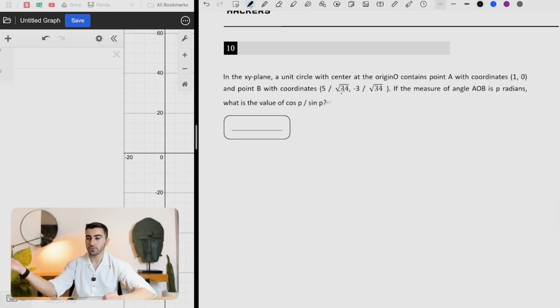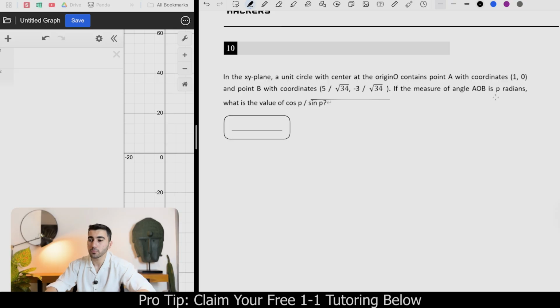All right, the last question is a unit circle question. It looks like a hard question, but it is a very easy question if you know the unit circle and how to do the unit circle questions. So here the question says, in the xy plane, a unit circle with center at the origin O contains point A with coordinates this and point B with this coordinate. If the measure of angle AOB is p radians, what is the value of cosine p divided by sine p?